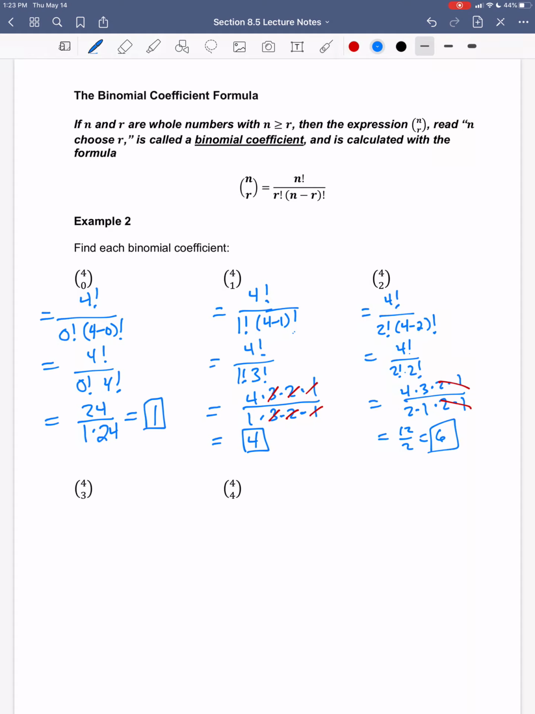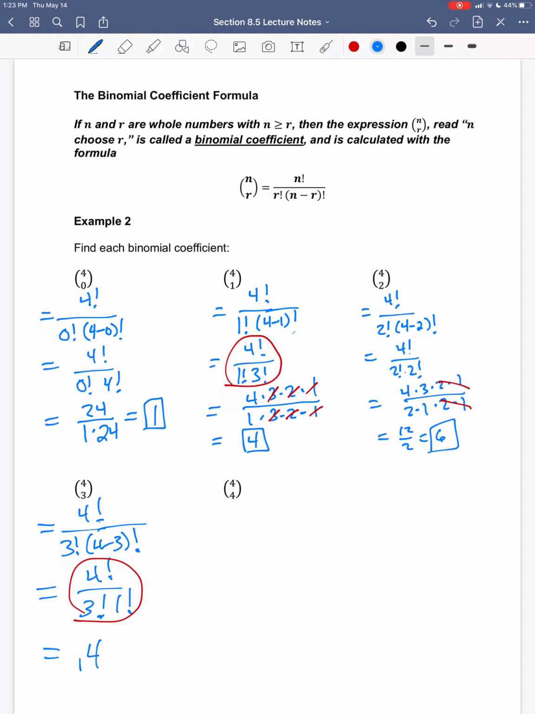All right, let's finish these up. They're not too bad. We get 4 factorial, and then we get 3 factorial, and 4 minus 3 factorial. That's 4 factorial over 3 factorial times 1 factorial. But I sort of say, wait a minute. Isn't that the same thing? Right? Those two are the same thing. That's just going to give me another 4.